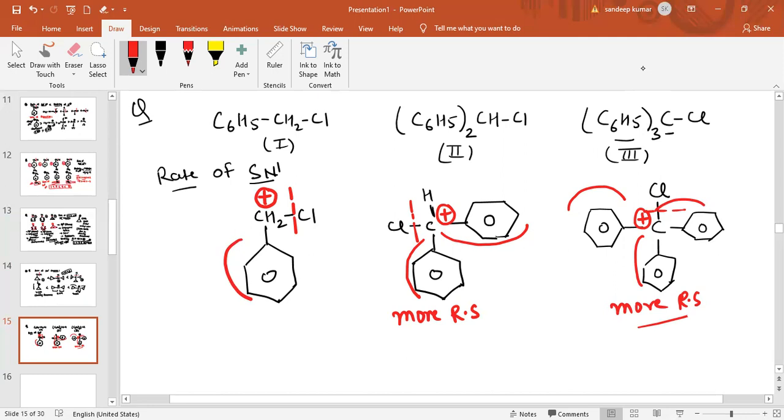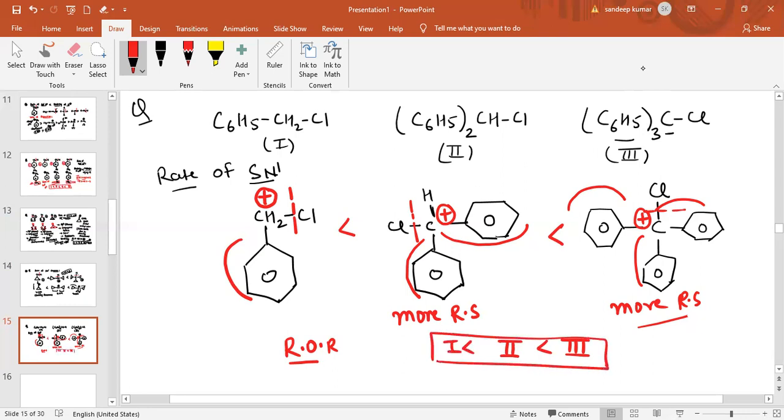More resonating structures in the case of the third one means this compound has a higher rate of reaction. So we can say the rate of reaction is fastest in the case of the third one, then the second one, and then the first one. This is the correct order of rate of SN1 reaction.